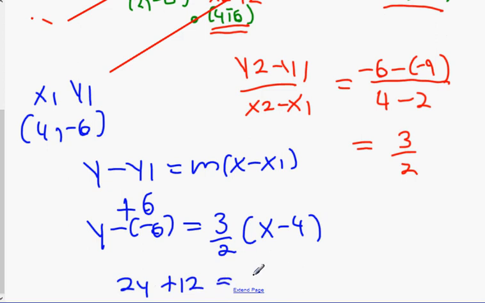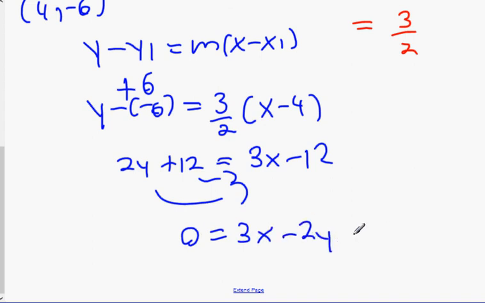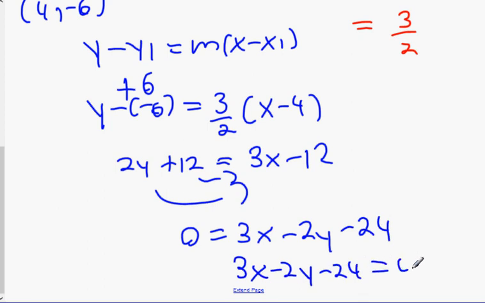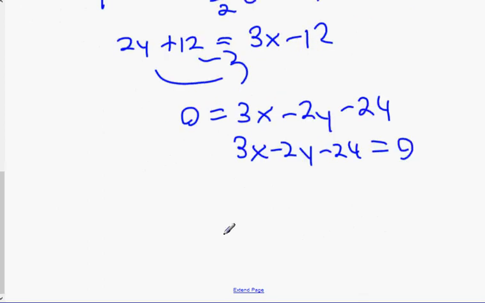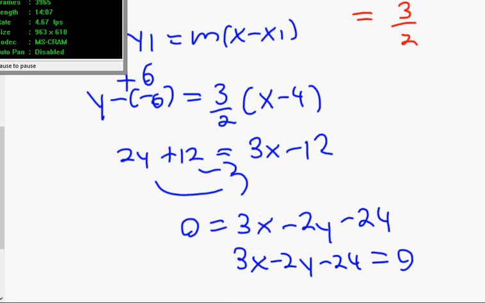equals 3x minus 12. Bring the 2y and the 12 over the other side, we're going to get 0 equals 3x minus 2y, what's it? Minus 24. 3x minus 2y minus 24 equals 0. What was the first line equation we were given? Actually, I'll stop there for a second. Any questions?